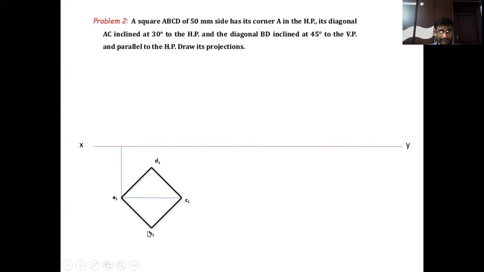Like this, you have to construct a square with a corner on your left side. That corner must be on that perpendicular line, the initial perpendicular line. This is the AC corner. This is the BD corner. Initially, A1C1 is the diagonal of the square, which is parallel to the XY line. Clear, students? This is the top view of the square when the surface is parallel to HP. This is the initial position, initial top view.